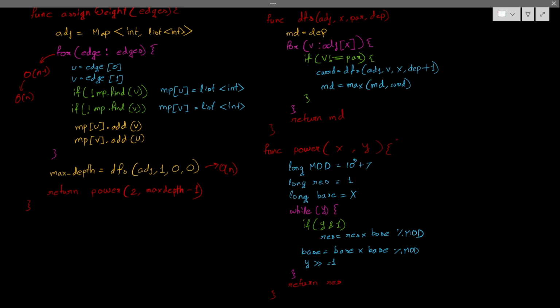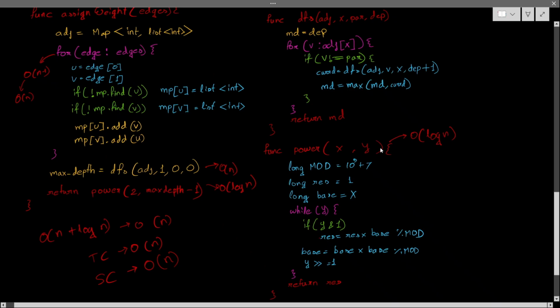For the power, it is big O of log n. I will explain how it becomes big O of log n. So what is the total time complexity? It is big O of n plus log n, and log n is dominated, so the time complexity is big O of n. Space complexity: I am taking one extra space for the adjacency list, that is also big O of n. So this is the approach to solve the problem.